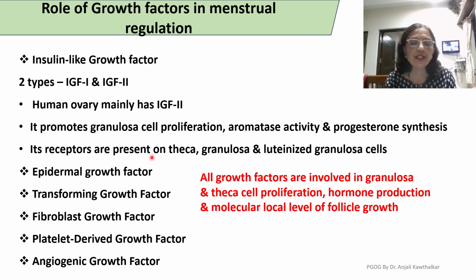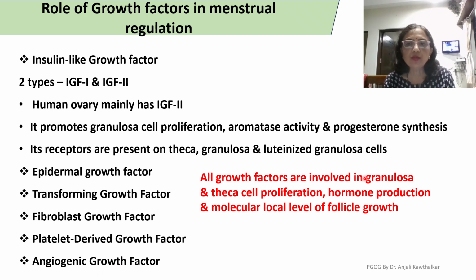Its receptors are present on theca cells, granulosa cells, as well as luteinized granulosa cells. So these receptors are present in all these three cell types, and that is how it has an action in all these three mechanisms. Second is epidermal growth factor. Third is transforming growth factor. Then there are fibroblast growth factor, platelet derived growth factor, and angiogenic growth factor, which mainly helps in the development of blood vessels inside the follicle.